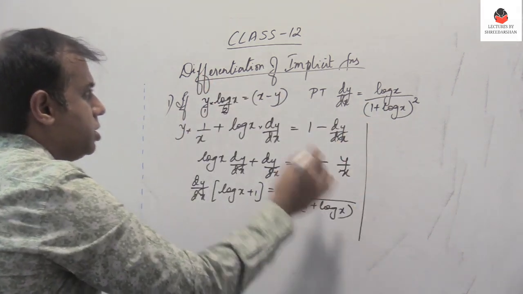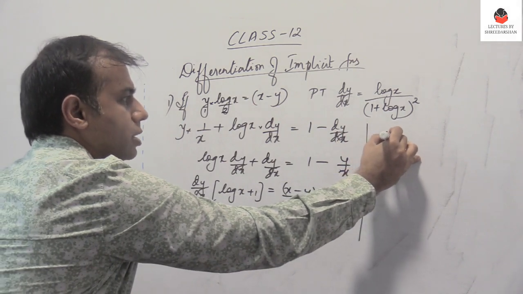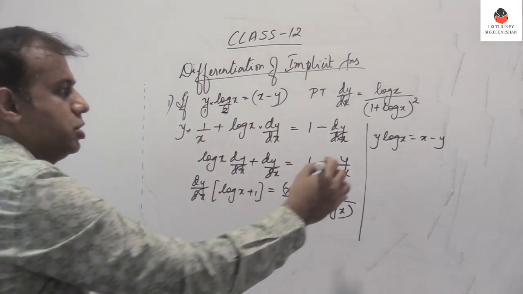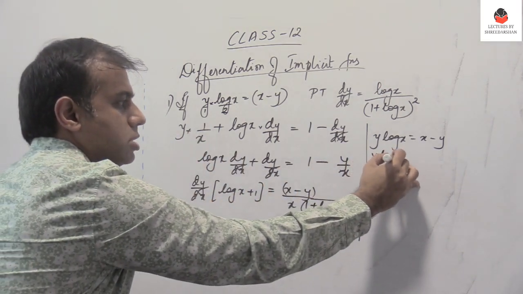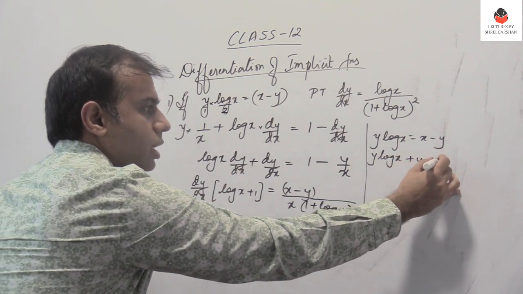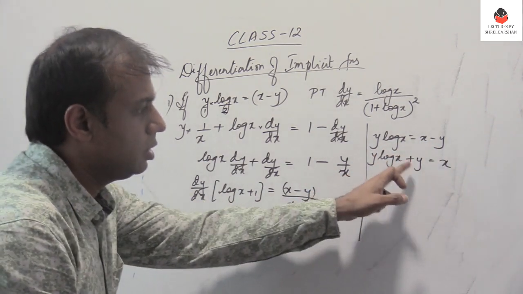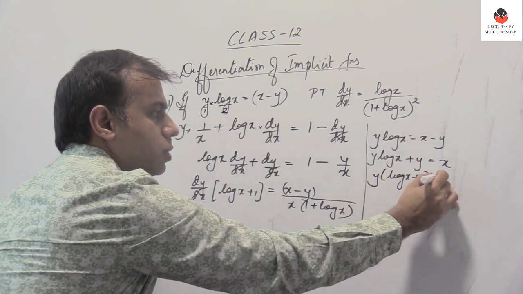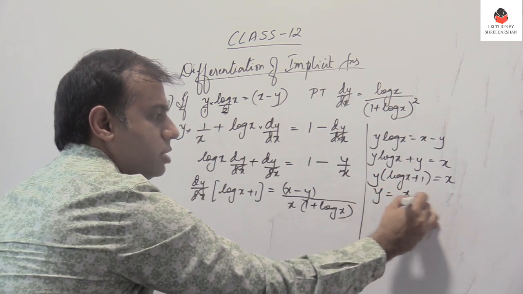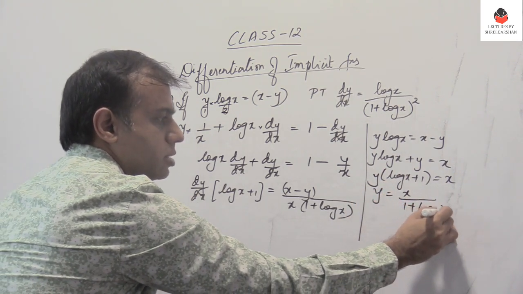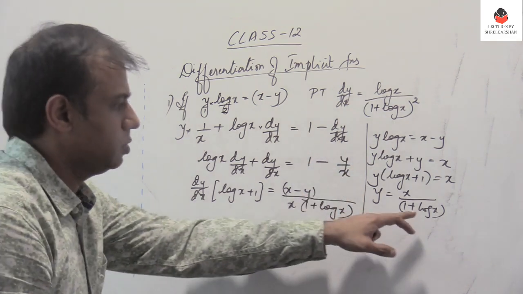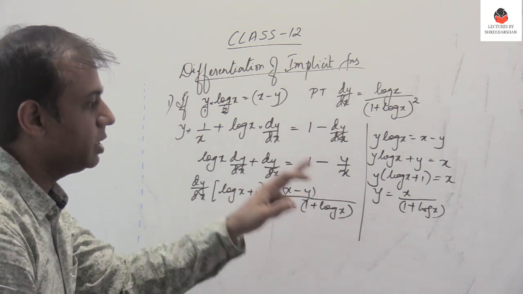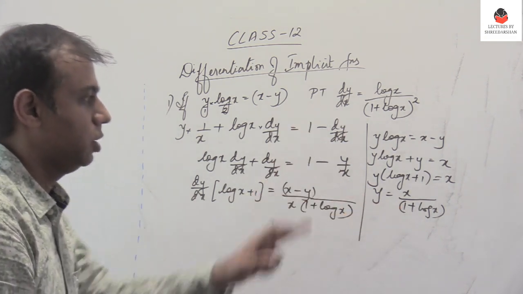So from this expression you have y log x equals x minus y. Bring the y term to LHS. So you get y log x minus y becomes plus y equals x. So what is common in these two? Y. So you get log x plus 1 equals x, or y is equal to x divided by 1 plus log x, correct? Log x plus 1 can be written as 1 plus log x. So here wherever y is there, I will replace it by x by 1 plus log x.